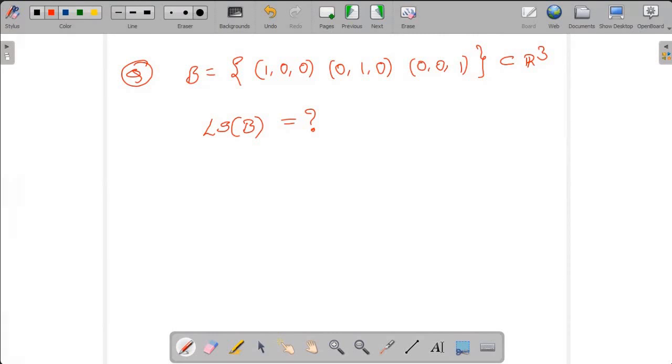Very good, entire R3. Because you can see the linear combination is nothing but alpha times the first element plus beta times the second element plus gamma times the third element will give you this, where alpha, beta, gamma are coming from real numbers.